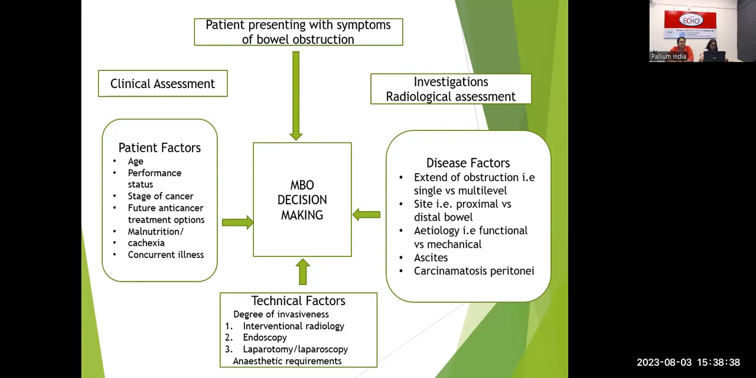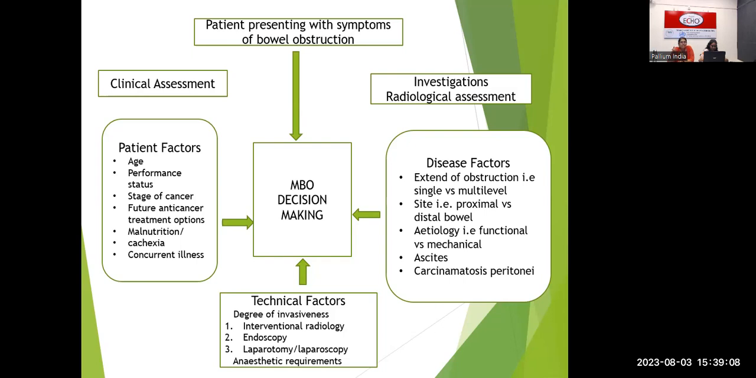Now there are disease factors. Depending upon the stage of the disease, the extent of obstruction, whether it is single level or multiple level obstruction, depending upon the site, that is whether it is proximal or distal, and the etiology, what is causing the intestinal obstruction, is it functional or mechanical? Mechanical, we discussed in the starting itself, if there is any tumor mass, or intramural or intraluminal factors that are causing this obstruction.